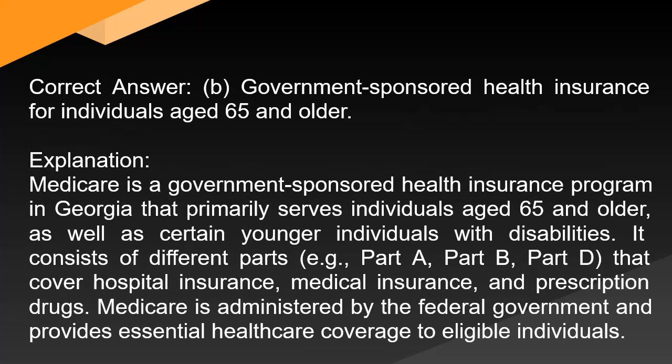Correct answer. B. Government-sponsored health insurance for individuals aged 65 and older. Explanation. Medicare is a government-sponsored health insurance program in Georgia that primarily serves individuals aged 65 and older, as well as certain younger individuals with disabilities. It consists of different parts, e.g., Part A, Part B, Part D, that cover hospital insurance, medical insurance, and prescription drugs. Medicare is administered by the federal government and provides essential healthcare coverage to eligible individuals.